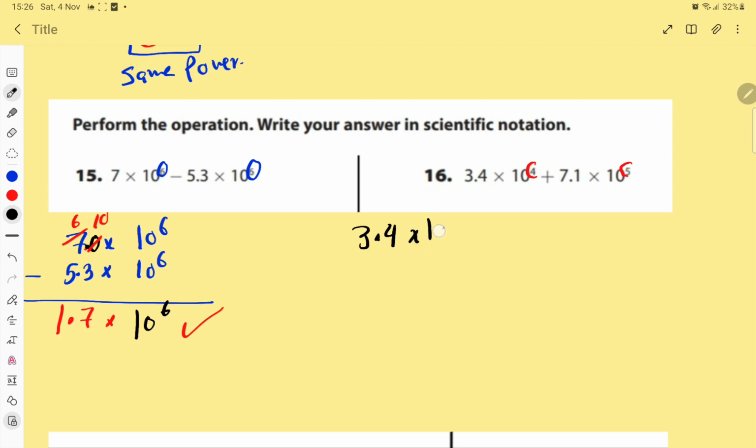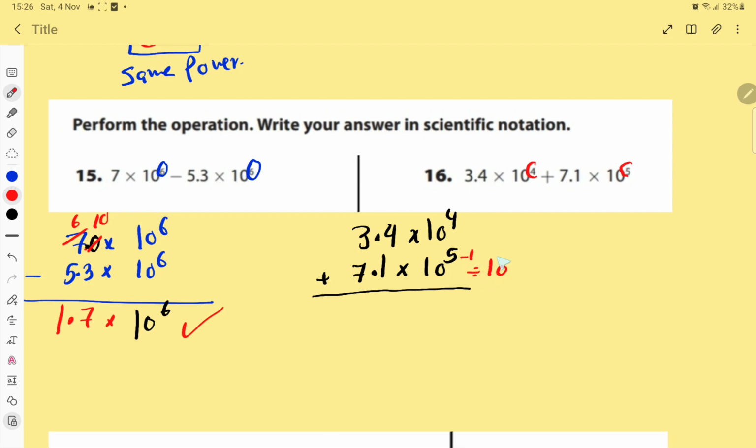3.4 times 10 power 4 plus 7.1 times 10 power 5. I want to add, but are the powers the same? No, we should make them the same. We should subtract 1 from the 5 to make it the 4. Let's agree, whenever I have a greater power, subtract 1 from it to be 4. If you subtracted 1, this means that I have divided here by 10.